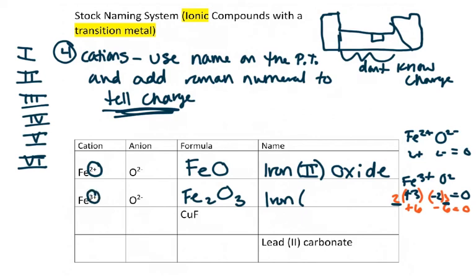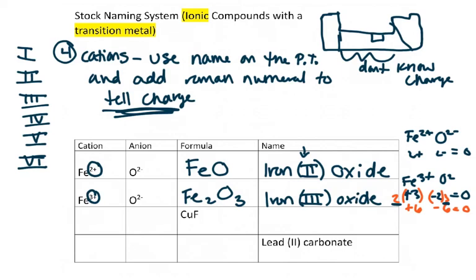A lot of people for this one want to write Fe or iron 2 because there's 2 of them. That is not correct, right? The iron 2 is this one here that only shows 1. It's because the Roman numeral tells you the charge. So this is iron Roman numeral 3 oxide.